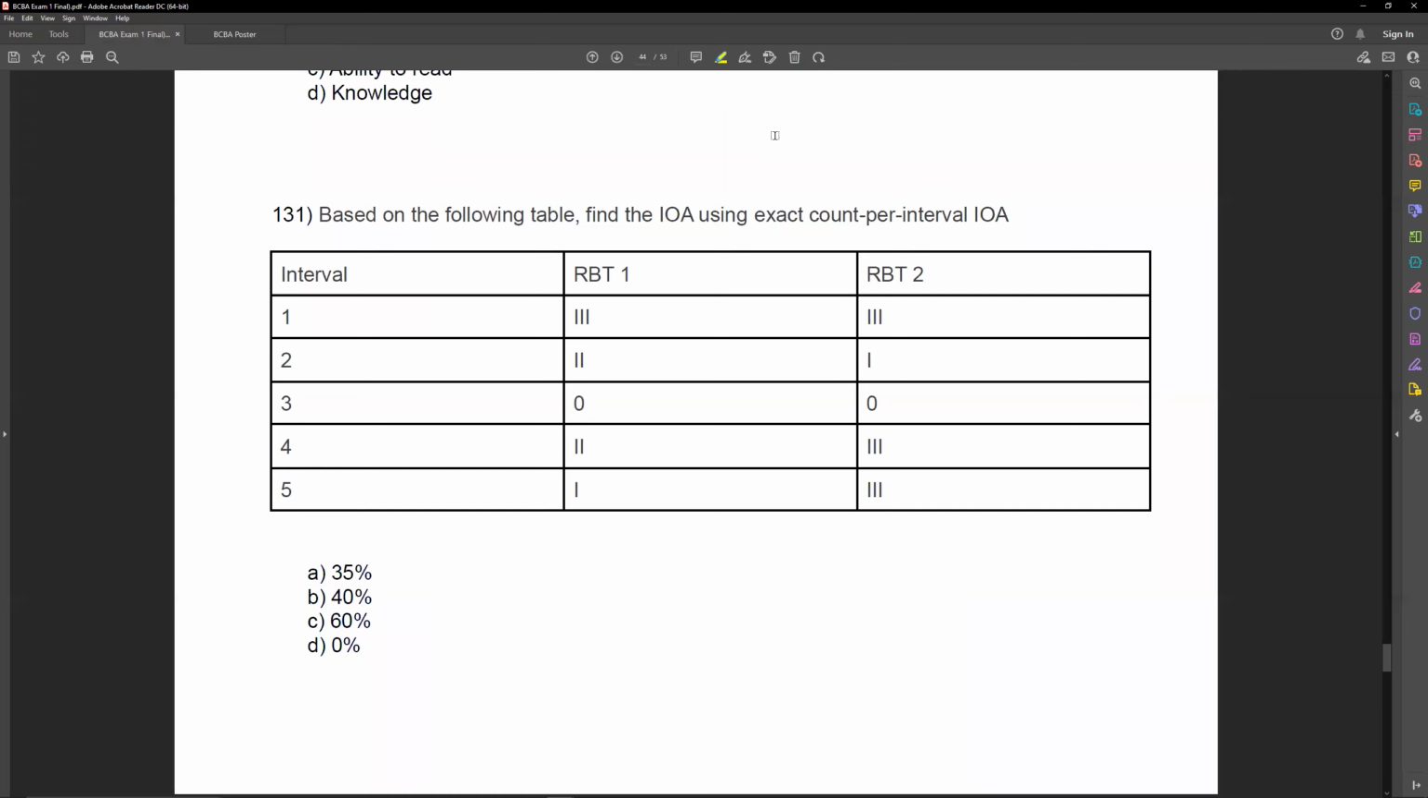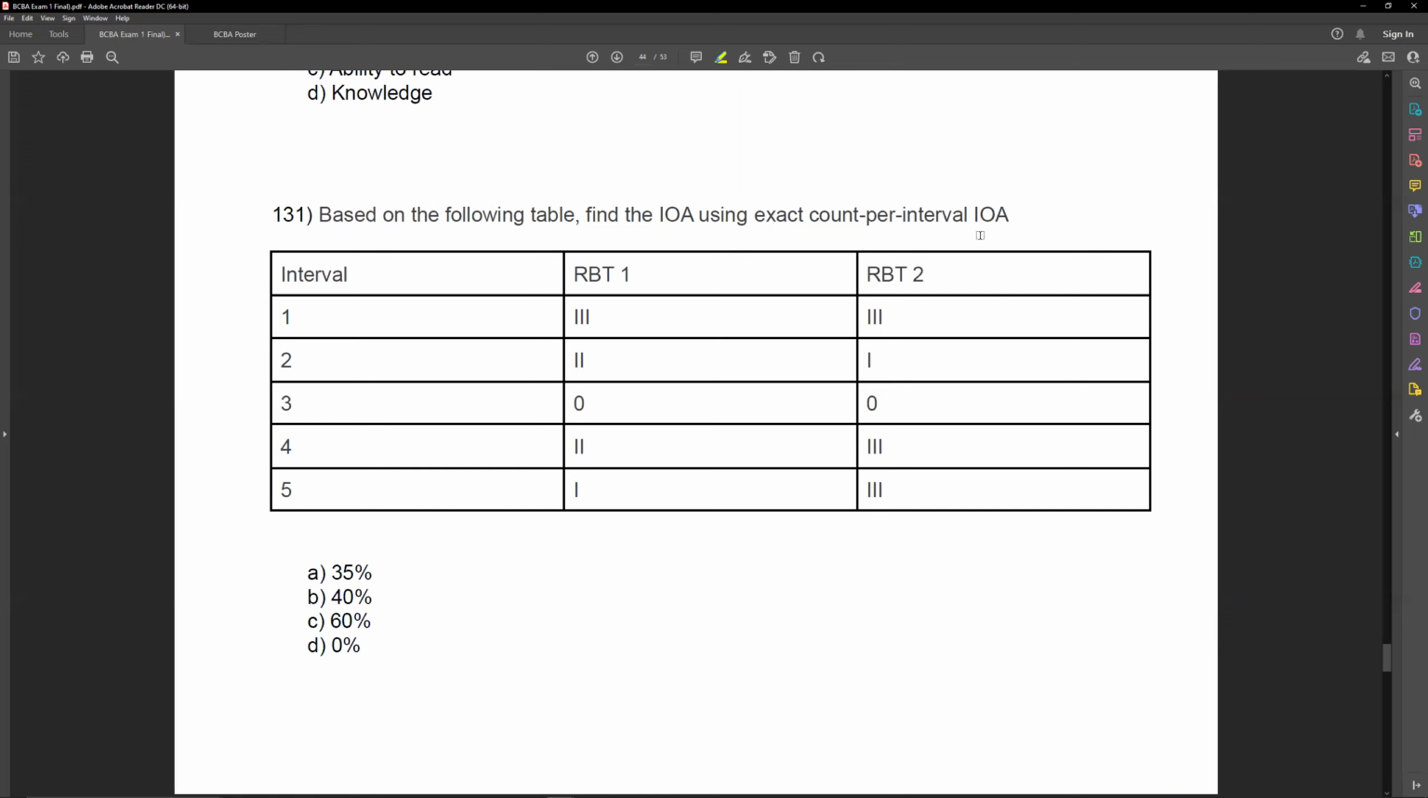131, based on the following table, find the IOA using exact count per interval IOA. So this is an inter-observer agreement question. Do not be intimidated by IOA questions. What the test really wants to know is, do you understand what IOA is? Why do we use it? When do we use it? And how do we use it?